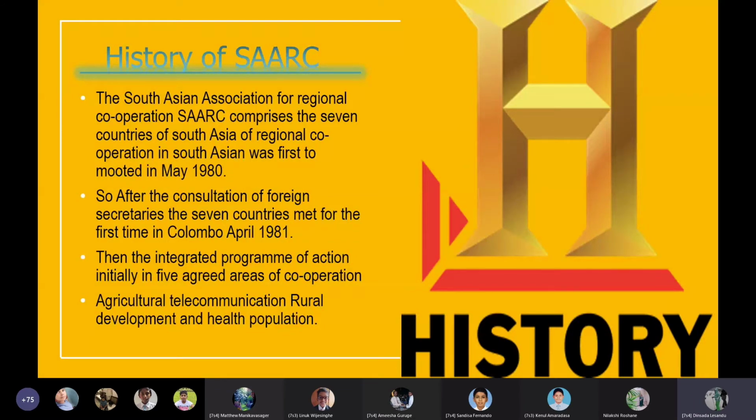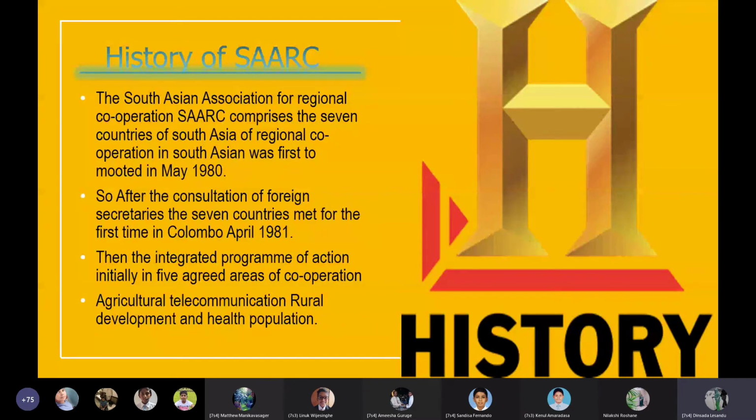Then the Integrated Programme of Action was initially set in 5 agreed areas of cooperation. A meeting of the Committee of the Whole in Colombo in August-September 1981 identified broad areas for regional cooperation: agriculture, telecommunication, rural development, and health and population. In my point of view, the heads of state or government at the first SAARC summit, held in Dhaka on 7th and 8th December 1985, adopted the Charter formally establishing the South Asian Association for Regional Cooperation.